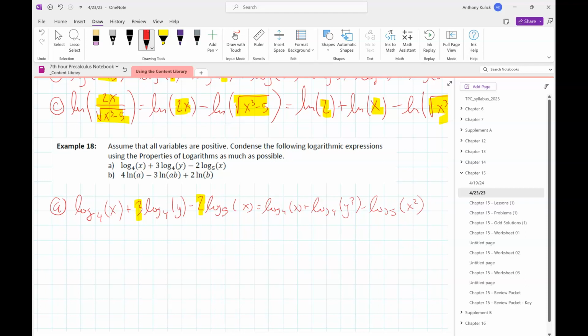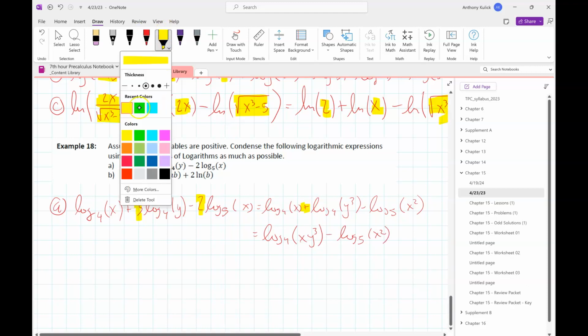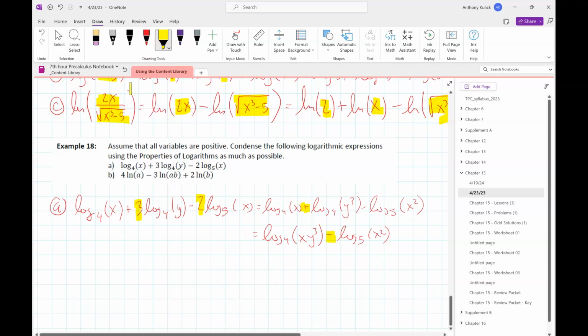I'm then going to look for a product property. Again, for the product property, because we're going in reverse order, instead of looking for multiplication inside the logarithm, I'm looking for addition between 2 logarithms. So I see it there. And then my last one, I'm looking for a quotient property, so I'm looking for subtraction between two logarithms.